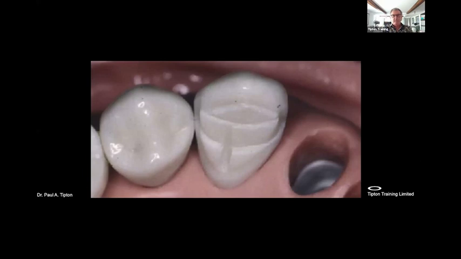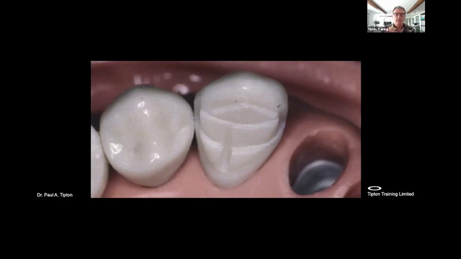So let's start talking about what these things look like. And I'm showing you now a canine with the maximum. I'm not saying you do this preparation on every single canine. No. What I'm saying is that these are the maximum number of individual preparation styles that you can do. So let's talk about them.